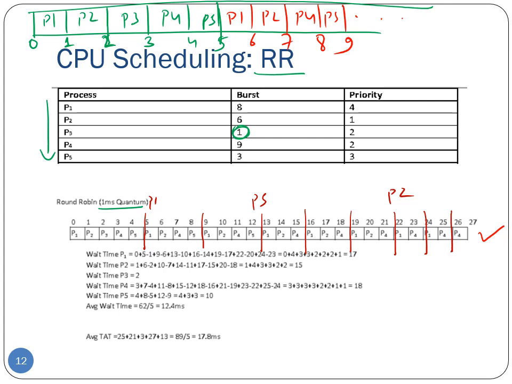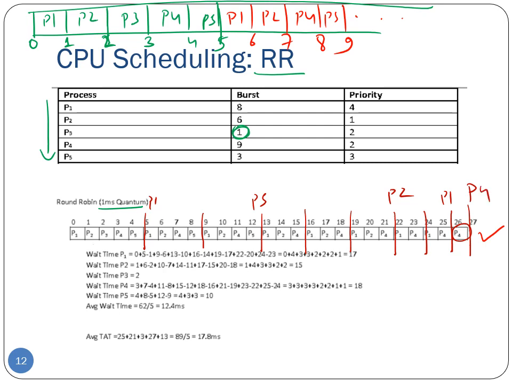And now at this second last window, at the end of this eighth window, P1 will also finish. So note that now after this, P4 has just one more time slot remaining. So it will run and finish at 27. So this is the last window, and P4 finishes here.